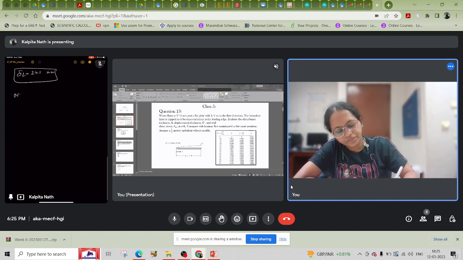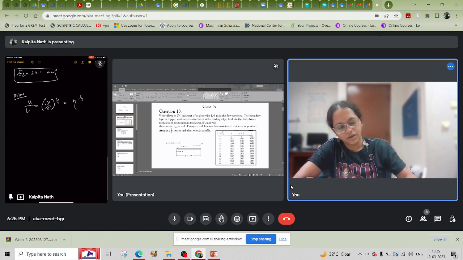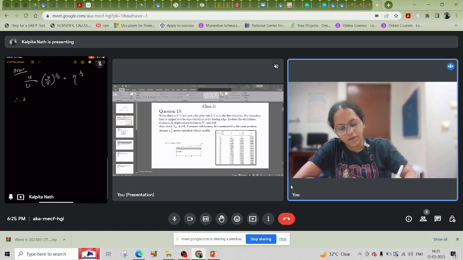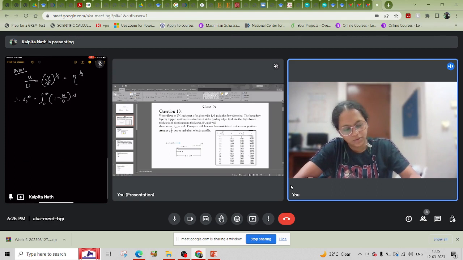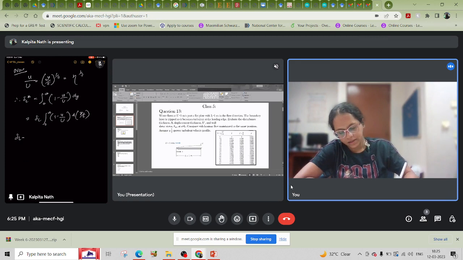Now we have to find the displacement thickness. So small u by capital U we first need to find, that is y by delta to the power 1/7, since it's given to follow the 1/7 power law. Therefore delta L star is equal to the integral from 0 to infinity of 1 minus small u by capital U dy, which is delta L times the integral from 0 to infinity of 1 minus small u by capital U d(y by delta). Delta L is this one.